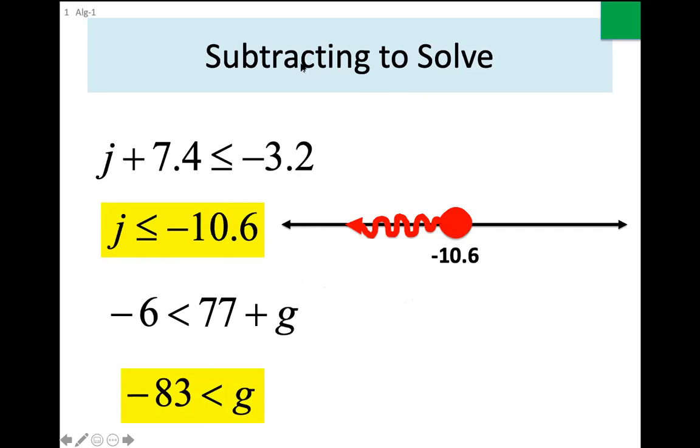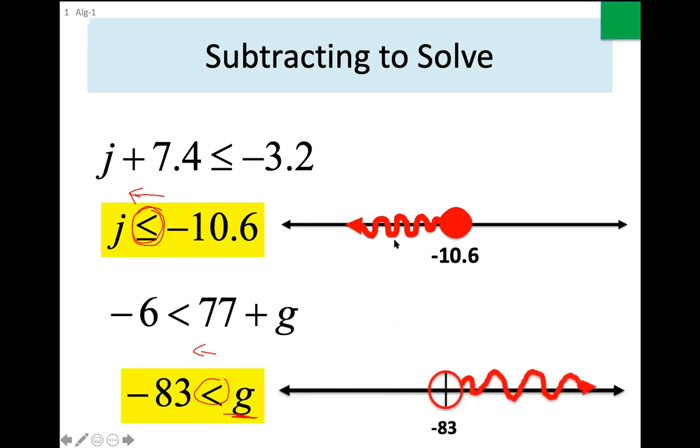Usually I get those smarty pants that say, hey, to know which way you shade, you simply look at the inequality, which way it's pointing. This one points to the left, so therefore the arrow should point to the left. Well, in this one, the arrow points to the left, but remember, we read it from variable to number. So if I go from variable to number, this says the solutions are bigger than negative 83, and those would be to the right.